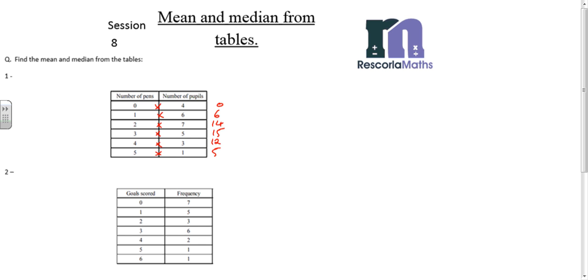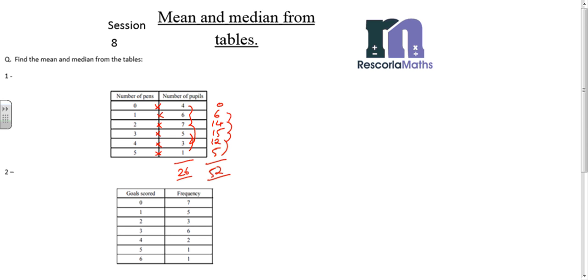So that's step 1. Step 2 is you add together these values here. So if we add them up, 6 plus 14 is 20, plus 15 is 35, plus 12 is 47, plus 5 is 52. Step 3 is we add the frequency together. So 10, 17, 20, 25, 26.